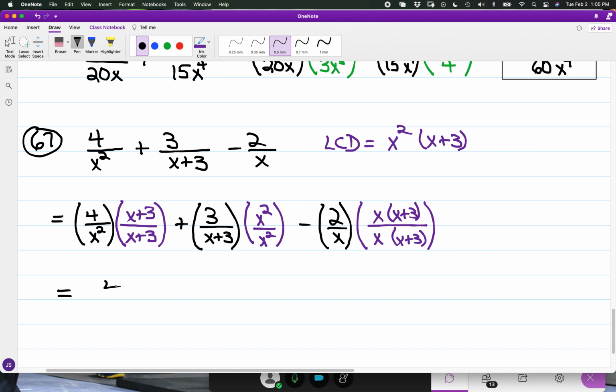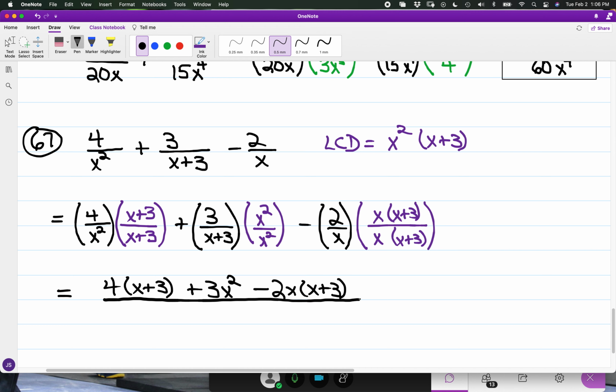Okay, so I'm going to have 4 times the quantity of x plus 3. I have plus 3x squared, and then I have minus 2 times x times the quantity of x plus 3. Again, this is going to be all over x squared times the quantity of x plus 3.